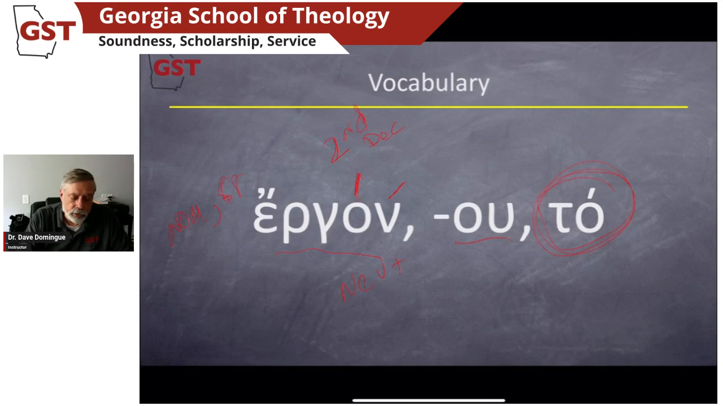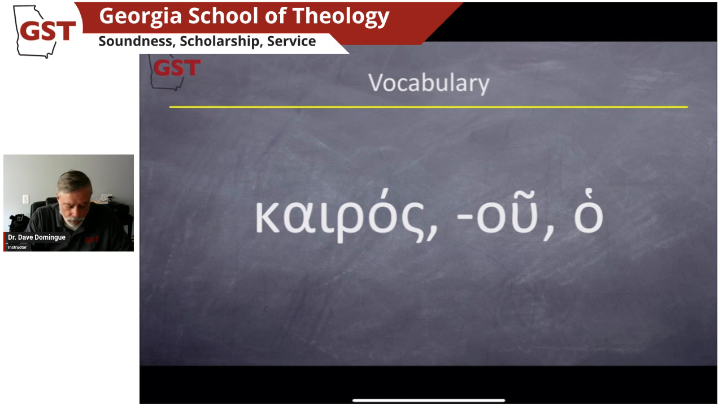And kairos, meaning time or season. And so here we see second declension, nominative singular masculine, because of the sigma ending. There's our genitive ending, and there's our nominative singular masculine article, ho.